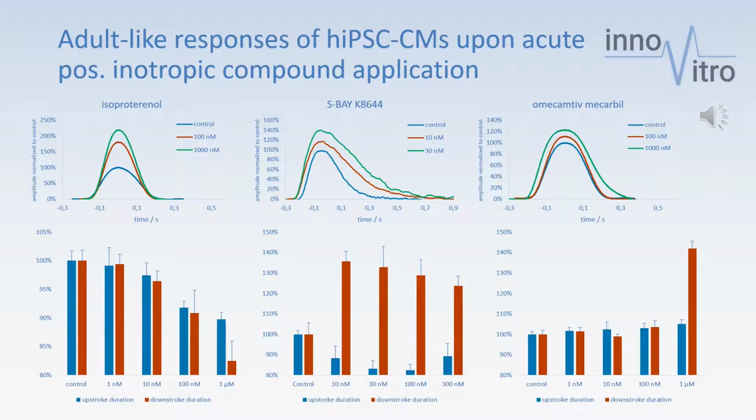upon higher concentrations. We also added upstroke and downstroke durations reflecting the contraction relaxation cycle, where you can see that, for example, SBA has a strong effect on the relaxation cycle, whereas omecamtiv mecarbil has no effect unless you go into really unphysiological concentrations like 1 micromolar.